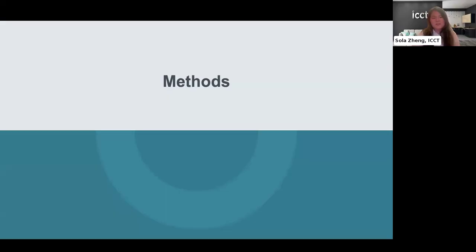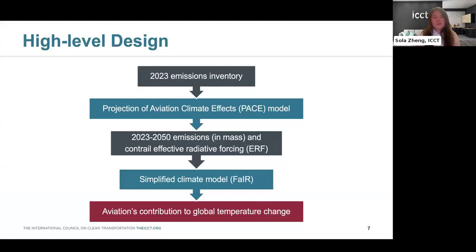And I will now dive into the high-level methods that were used in this year-long study. We really upgraded all aspects of our modeling capabilities for this new roadmap. We first developed a new 2023 global flight emissions inventory, which serves as the basis of our emissions projection model called PACE. And then the PACE model outputs future emissions from 2023 to 2050 in mass, as well as in effective radiative forcing for contrail cirrus specifically.